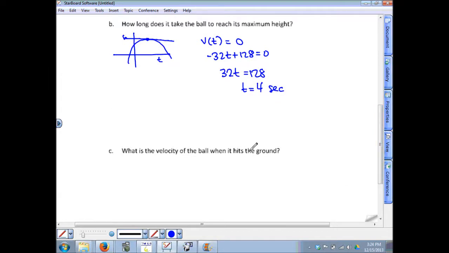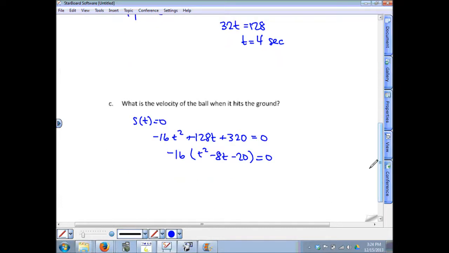What is the velocity of the ball when it hits the ground? Well, we don't know when it hits the ground, therefore we can't find the velocity. We need to know a specific time value. It hits the ground when its position, or height, is 0. So we need to solve the equation s of t equals 0. So that's negative 16t squared plus 128t plus 320 equals 0. If we factor out a negative 16, that becomes t squared minus 8t minus 20 is equal to 0.